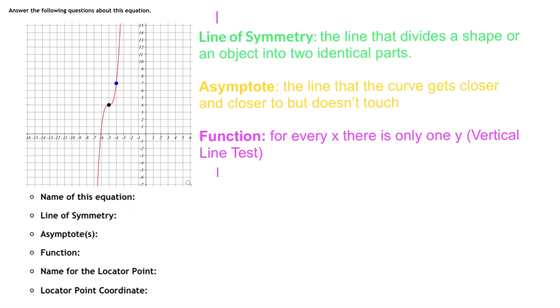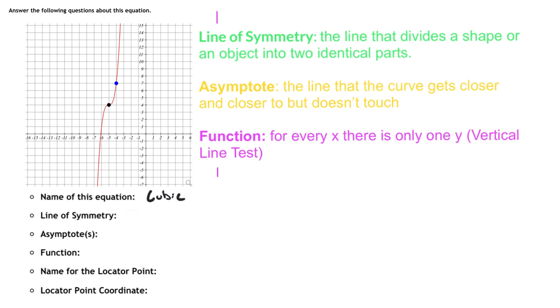This video asks us to find some key pieces of information for this given graph. So at first we take a look at the graph, we have to come up with the name of it, and it has this point where it's kind of got that S-curve, so we do call this a cubic function. And then we have these other pieces of information: the line of symmetry, the asymptote, the function, the name of the locator point, and then of course we have to write the equation itself.